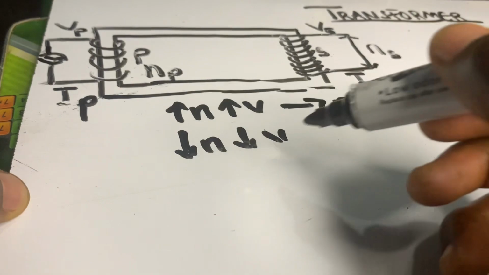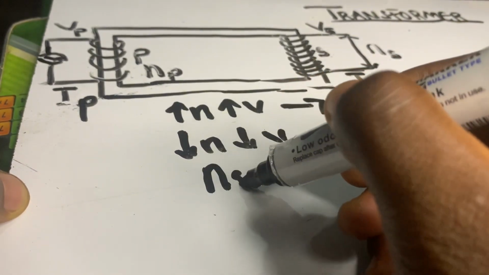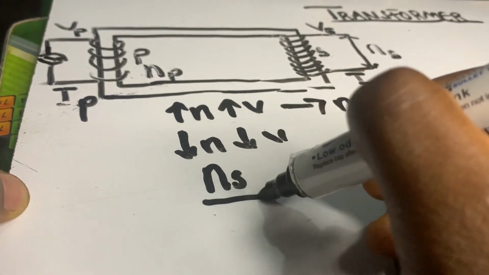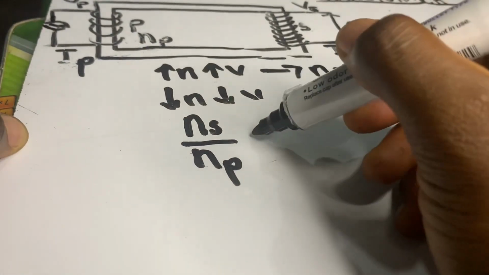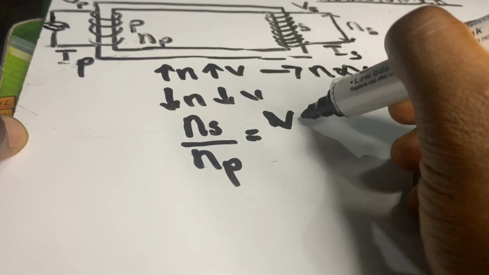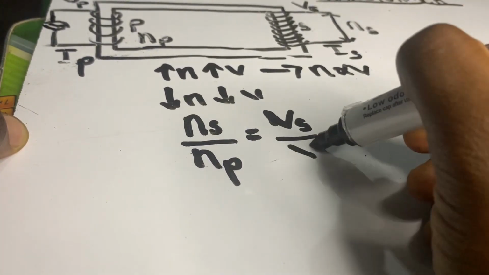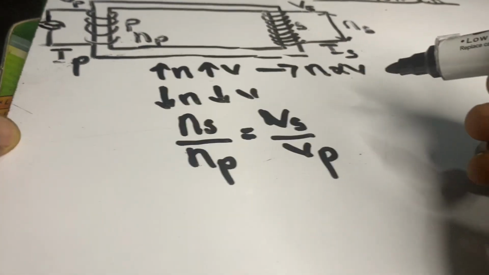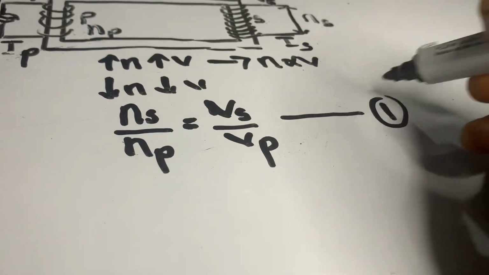Under transformers, the equation that we can write is that if we take the number of turns on the secondary coil and divide it by the number of turns on the primary coil, it is equal to the voltage on the secondary coil divided by the voltage on the primary coil. So this gives us our first equation under transformers.